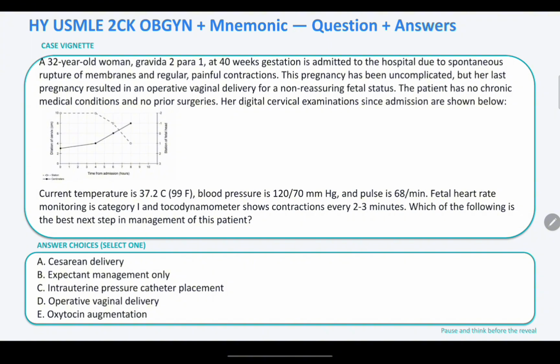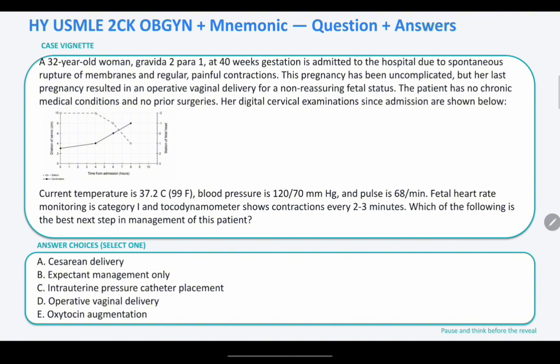Now let's understand why this is correct by first eliminating the wrong choices. Why not A, cesarean section? A C-section is a major surgery. It's indicated for issues like an active phase labor arrest or a category 3 fetal heart rate tracing. Our patient is progressing beautifully and the baby is fine, so C-section is far too aggressive.